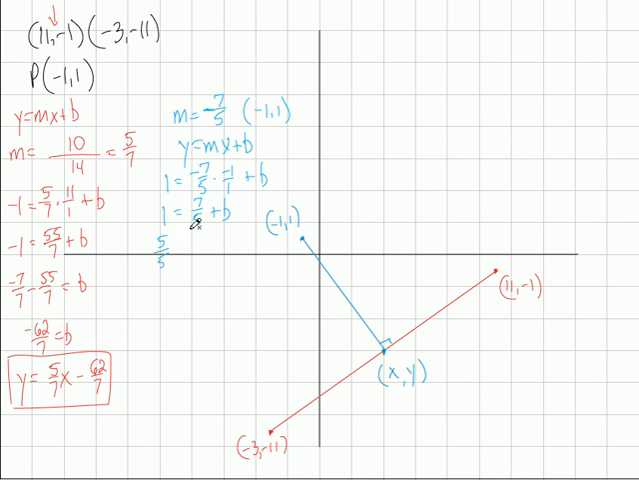5/5, right? So we subtract a 7/5. 5/5 minus 7/5 is negative 2/5. And that's what b is. So we have our slope right here. We have our y-intercept. Let's put it all together nice and neat.